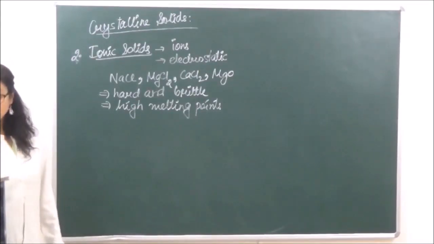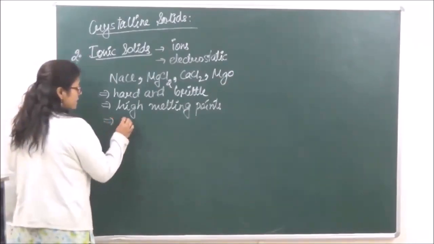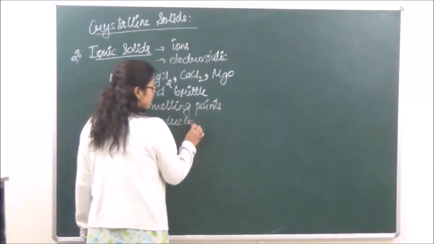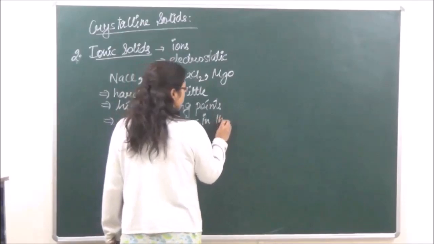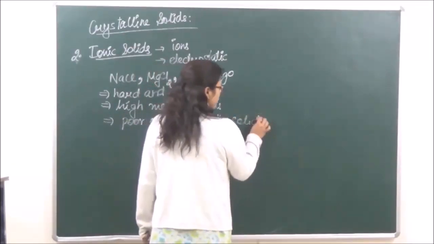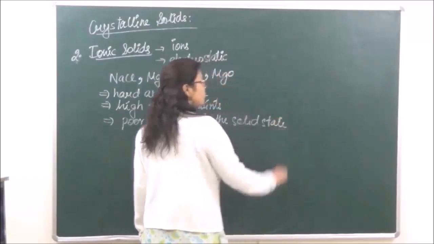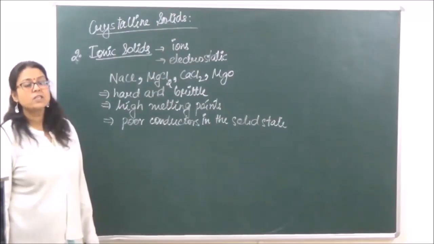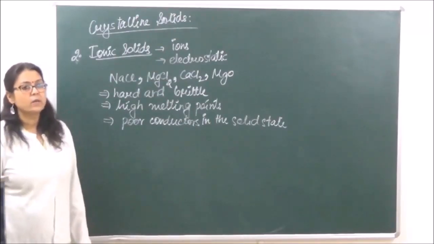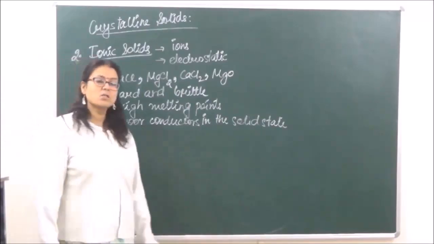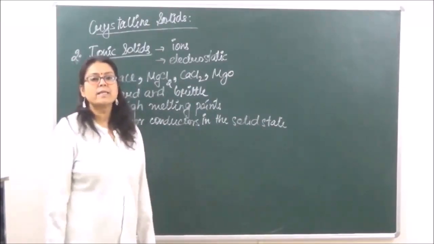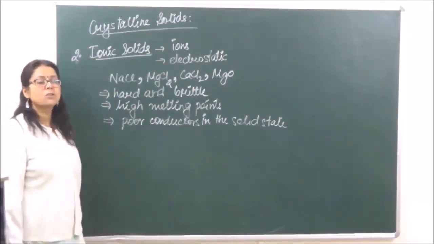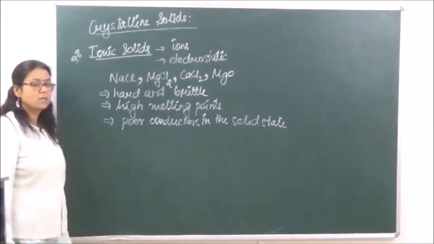Then they are poor conductors of electricity in the solid state, but they become good conductors of electricity in the molten state and the liquid state. Why are they poor conductors in the solid state? Because in the solid state the ions are not free to move about, therefore they become bad conductors of electricity in the solid state. Okay?